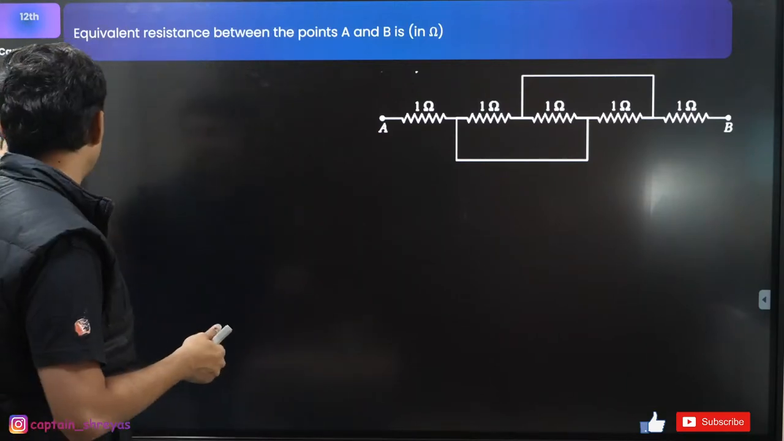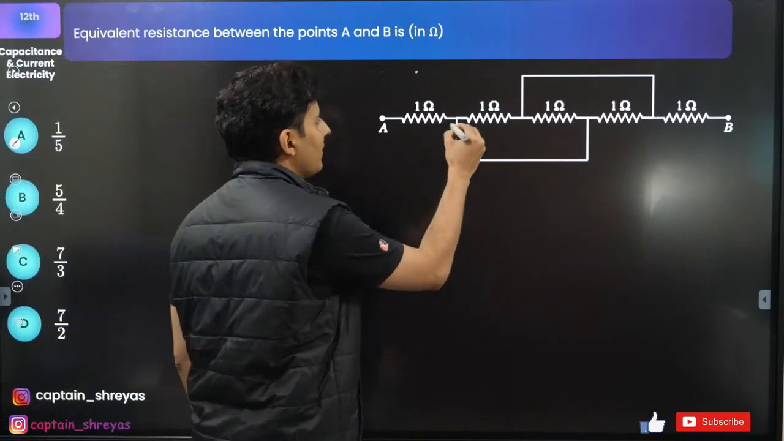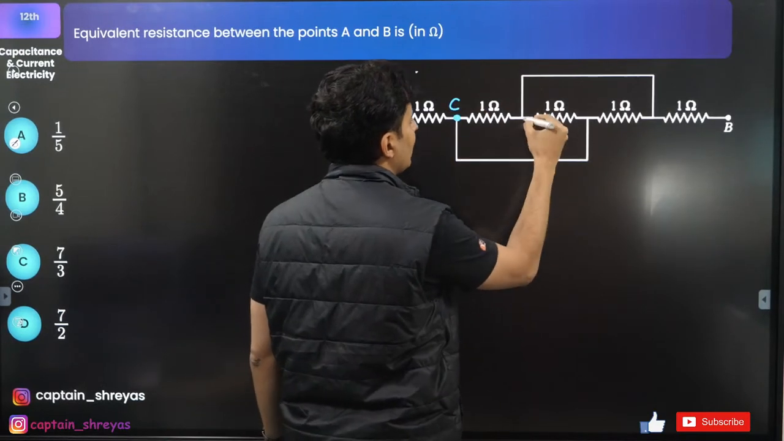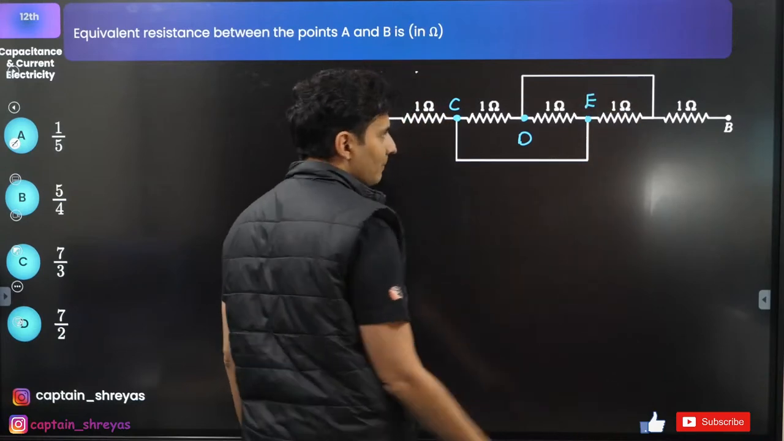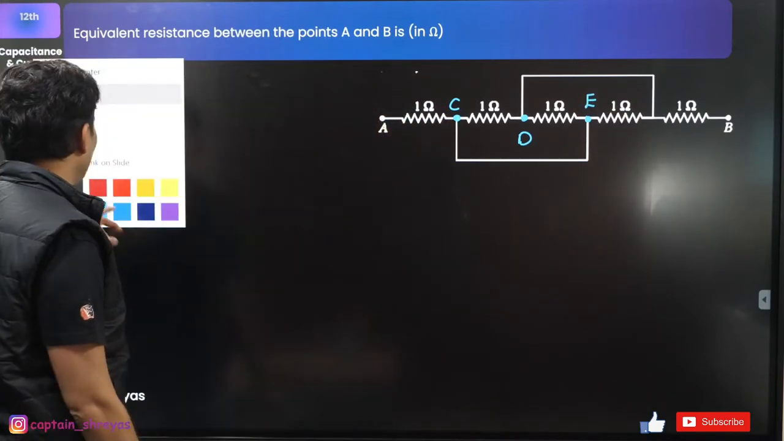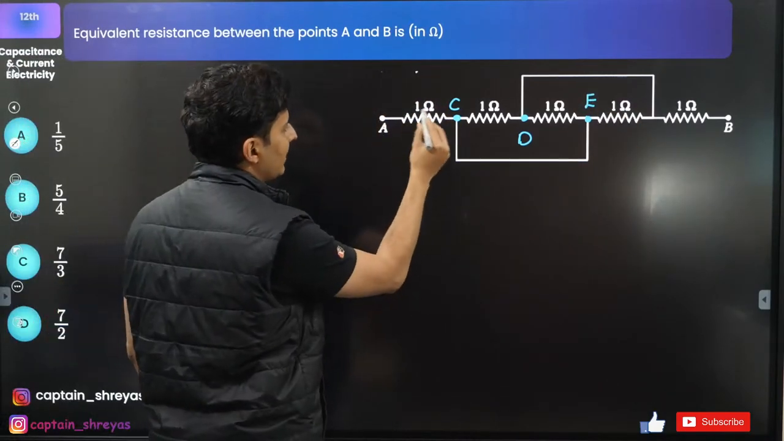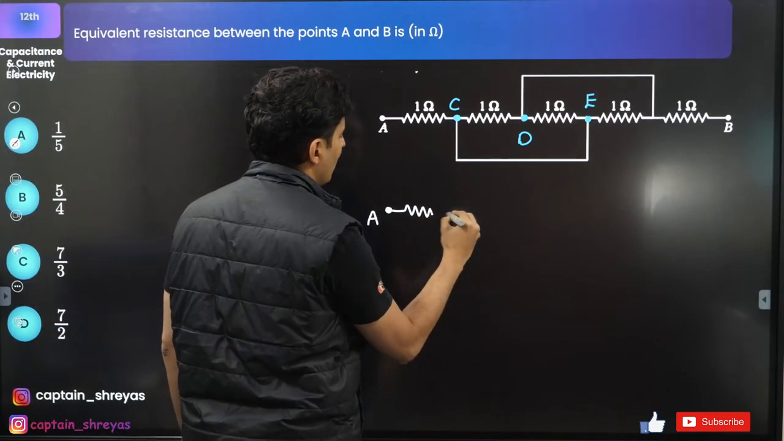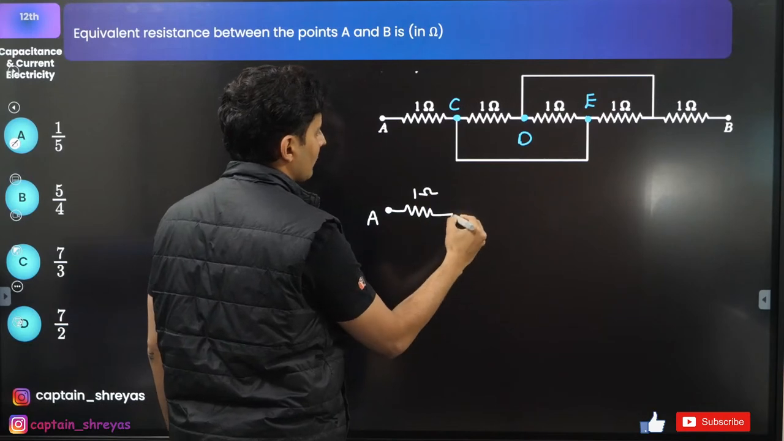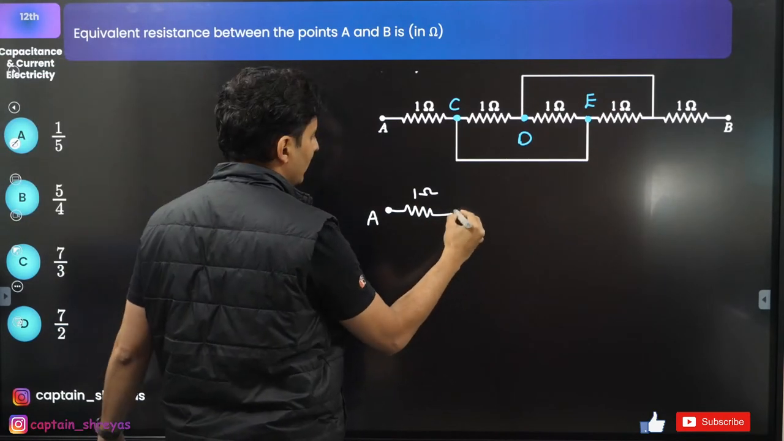Okay, let's redraw it. Maybe take a point here, I will call this point C. Take a point here, maybe I'll call it D. Take a point here, maybe I'll call it E. Just observe now what I'm going to do. Start from this point. There is only 1 ohm resistance. So from this point, I just draw the 1 ohm resistance and I encounter this point C.